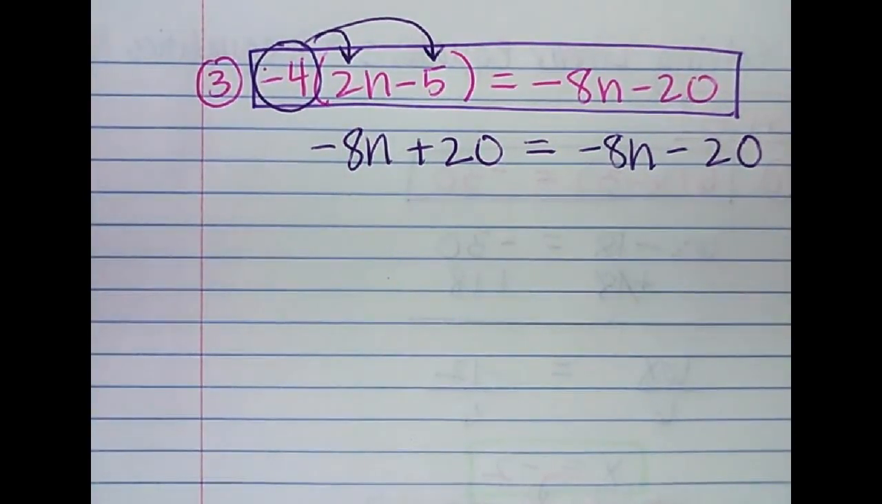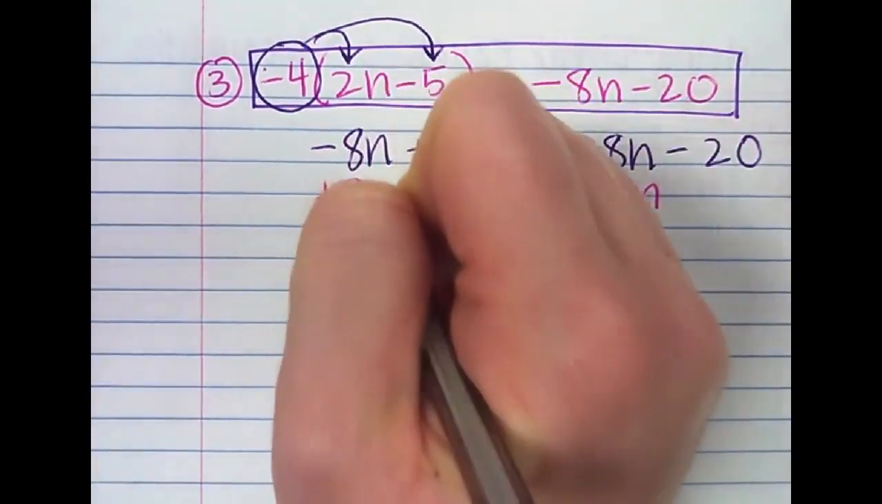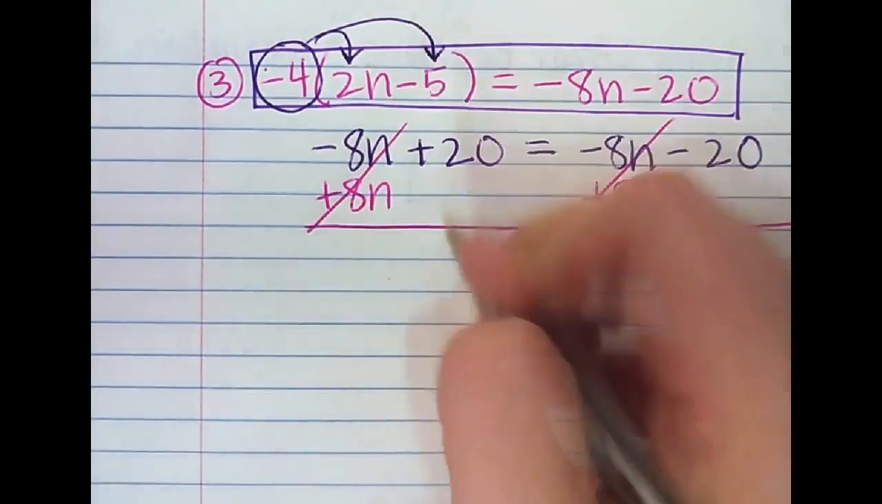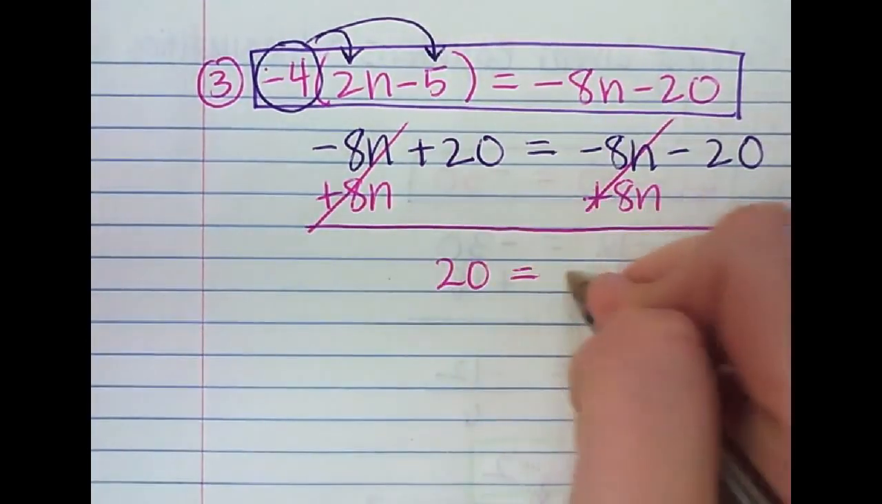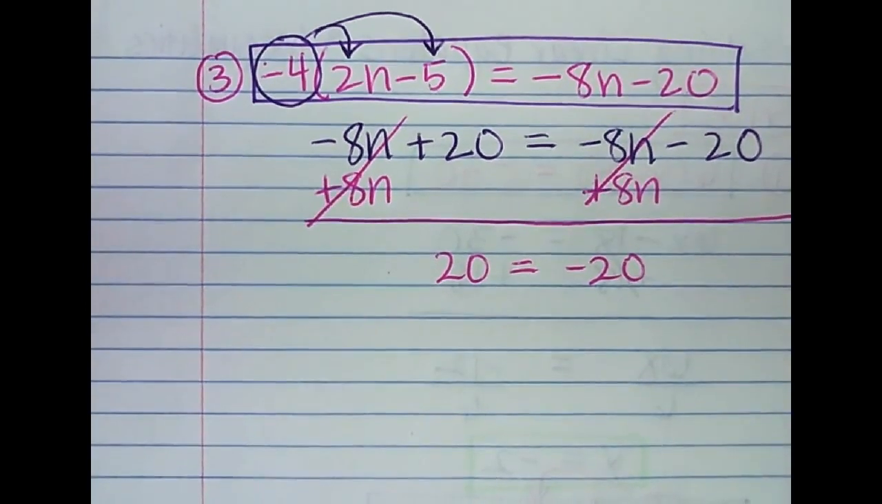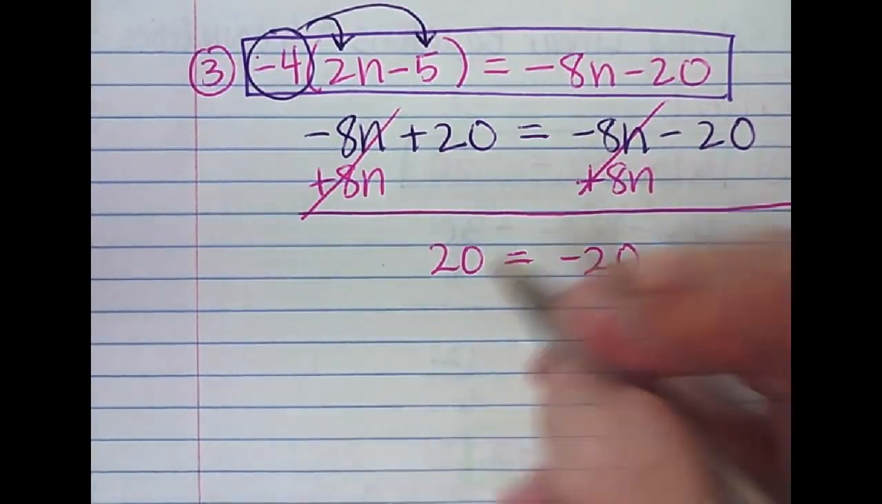Okay, what's next? Combine that, like move from one to the other. So I can add this 8n over here. So that's gone and that's gone. 20 equals -20. True? False? False. So what's our answer? No solution. Perfect. No solution.